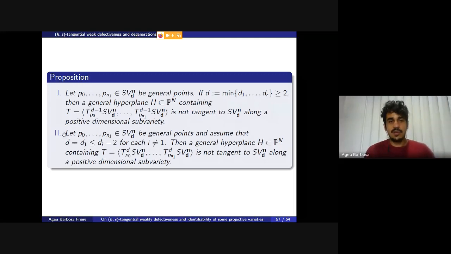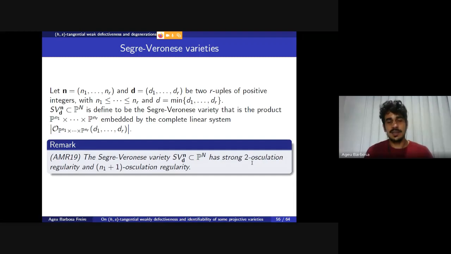In the second, we prove that if you take a Segre variety and assume that d1 is the minimum between the di's, and moreover, for each i different to 1, we assume that di minus 2 is greater or equal than d1. Sorry. Then, under this condition, if you take a general hyperplane in P^N that contains this linear span here, we will see that this hyperplane is not tangent to the Segre variety along a positive dimensional subvariety. Then we combine this with the remark, which says that the Segre variety has n1 plus 1 osculating regularity and the strong 2 osculating regularity.